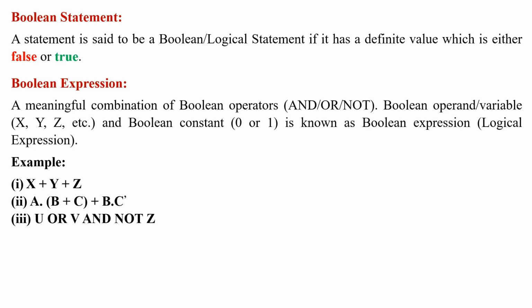Next is the Boolean expression. A meaningful combination of Boolean operators and, or, not, Boolean operands or variables x, y, z, and Boolean constants 0 or 1 is known as a Boolean expression or logical expression. Example 1: x plus y plus z. Example 2: a dot b plus b dot c complement. Example 3: u or v and not z.